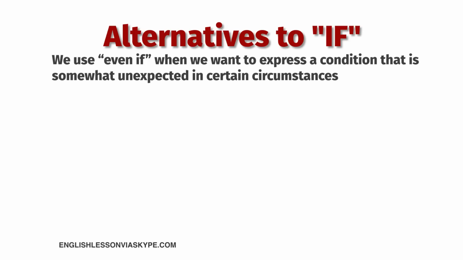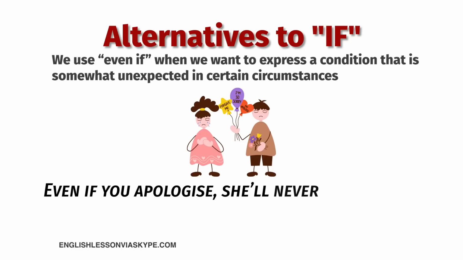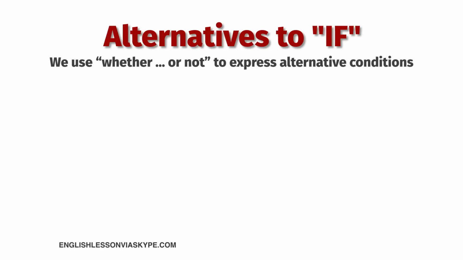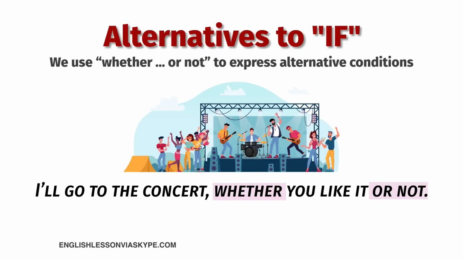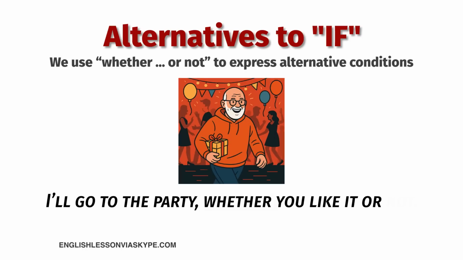Now we can also use even if, okay? And this is used when we want to express a condition that is somewhat unexpected in certain circumstances. For example, even if you apologize, she will never forgive you. We can also use it to express alternative conditions. I'll go to the concert whether you like it or not. I'll go to the party whether you like it or not.